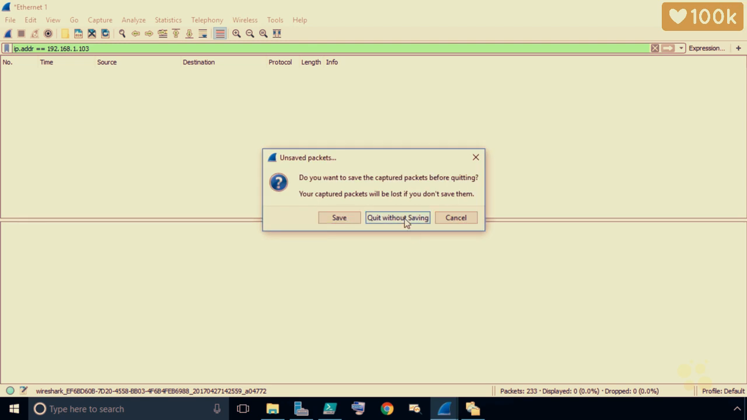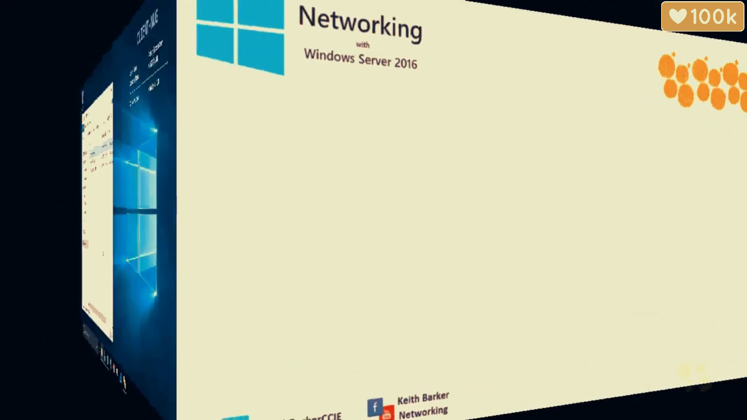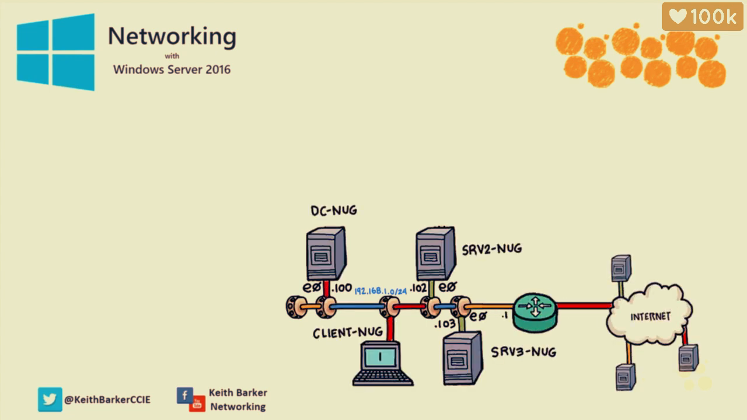I'll say quit without saving. And because replication is happening in the background, if we went directly to Server 2 and Server 3 to those shares, we would see that the content has been replicated with the updates that we just made on both those server shares. In this nugget, we added a second namespace server to help with the availability of namespace in the event that a single server goes down.